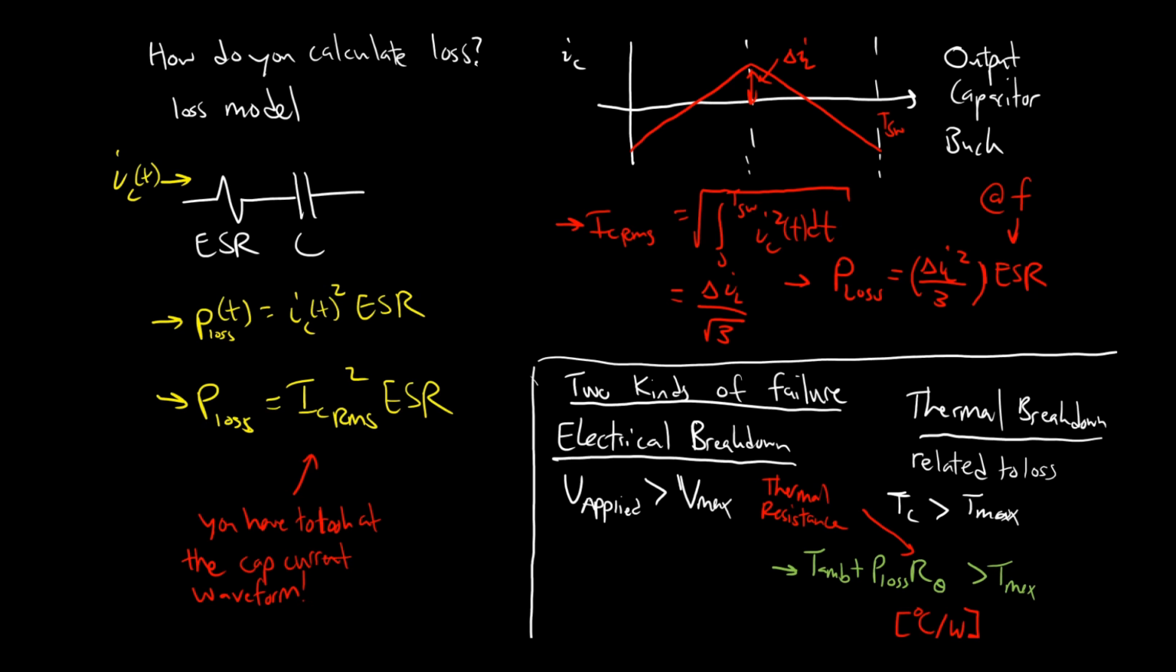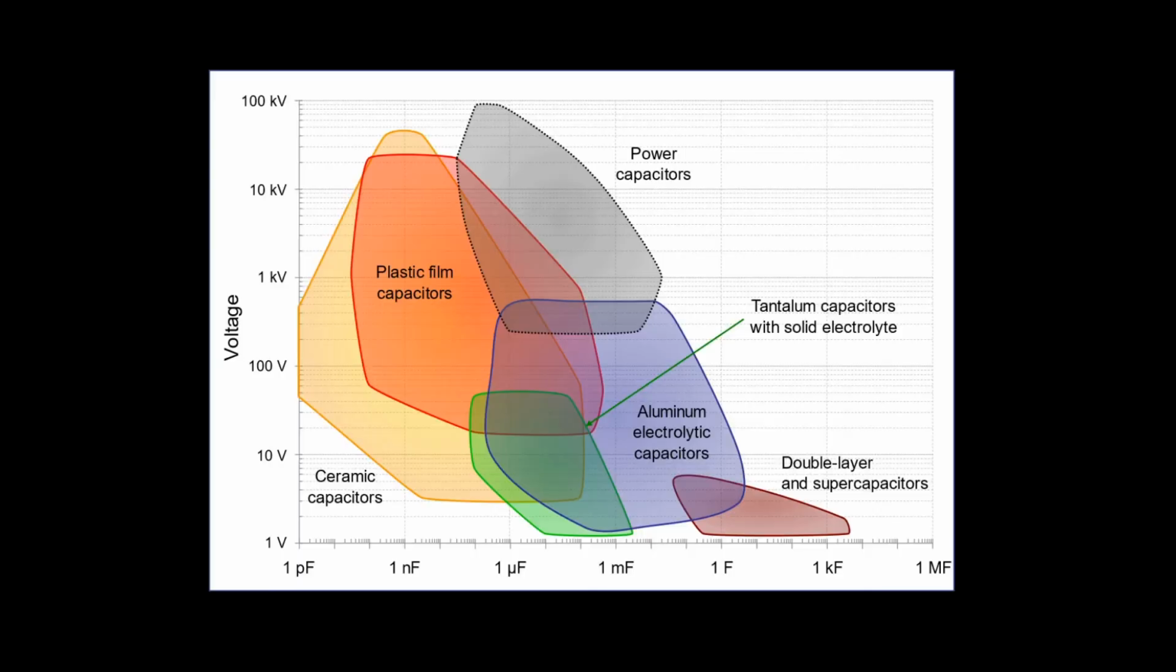Cool. So these are kind of the important things with loss for capacitors, and I just wanted to go over a few different constructions. So this was taken from Wikipedia. Thank you, whoever made this plot. Thank you for making it freely available to use. And this just shows different ranges for different capacitor constructions.